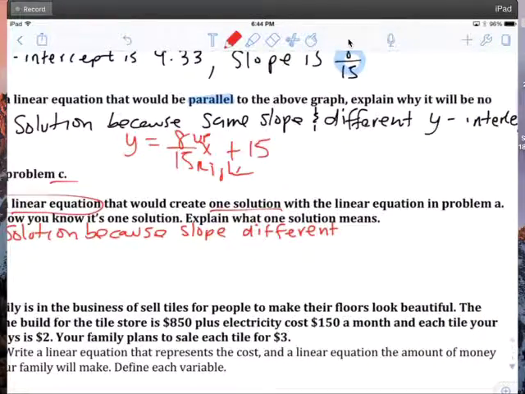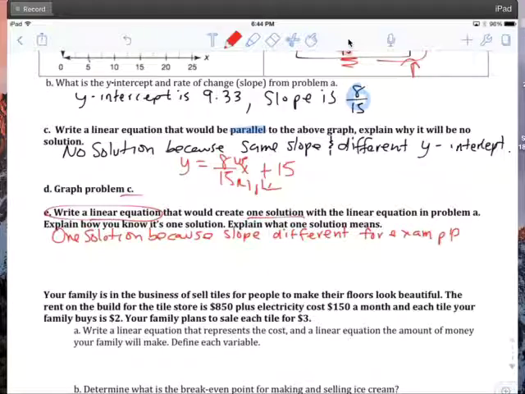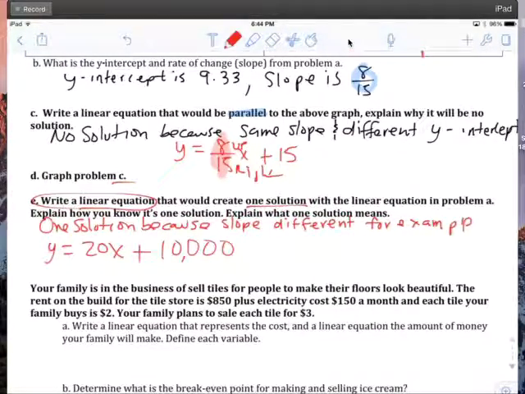Okay, so for example, as long as you don't have the same slope, y equals 20x is different than this slope, plus 100,000 or 10,000. This means the lines will cross, because it asks you, what does one solution mean? One solution means the line will cross one time.